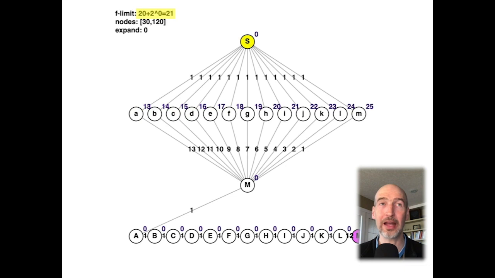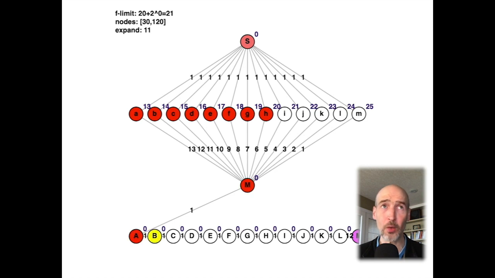So here we go. We're going to add 2 to the 0 to the previous F limit. Now the previous F limit was 19, but we actually explored 19 exhaustively, so there's no reason to continue over 19. We're actually going to go up to 20 as the base value that we're adding to, because that's the minimum F cost. We're still looking for 30 to 120 nodes now. And so we run this and see what happens.